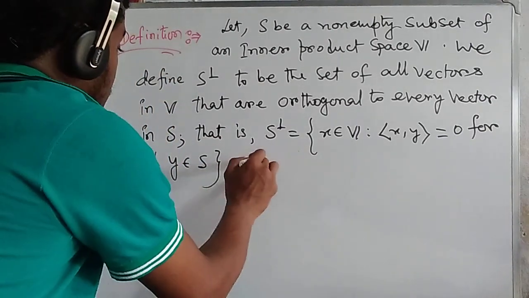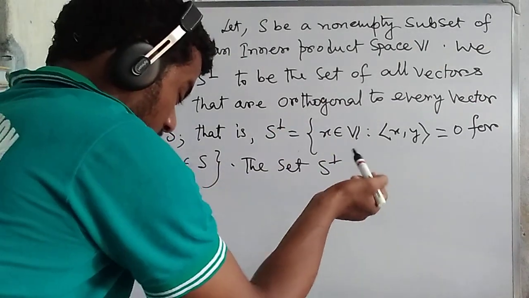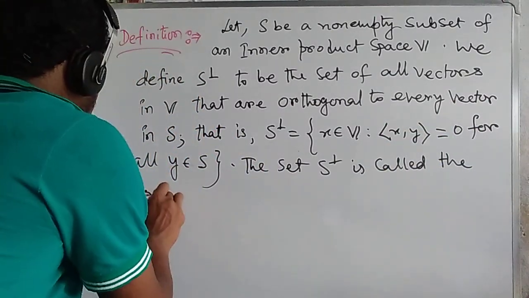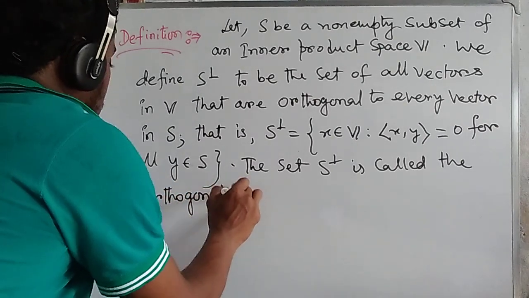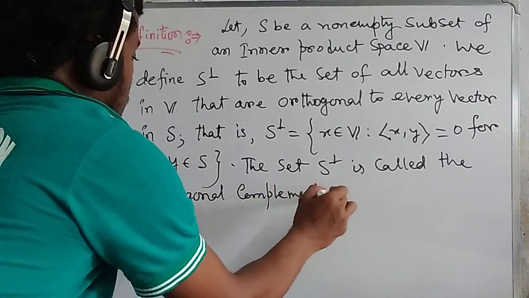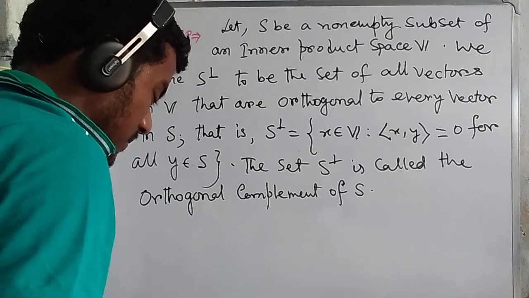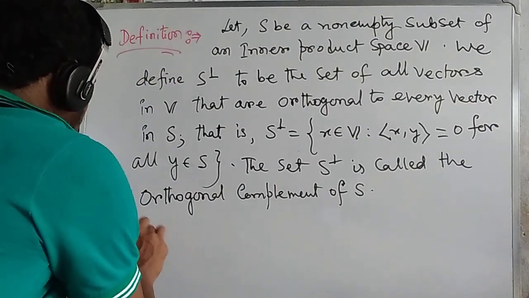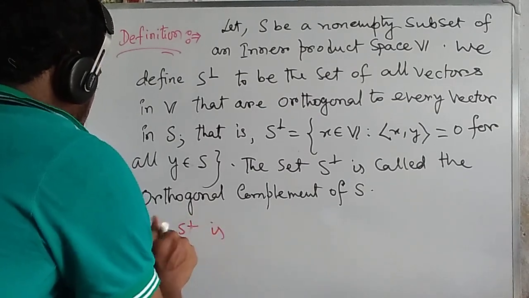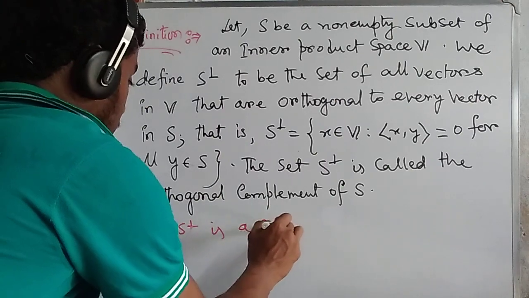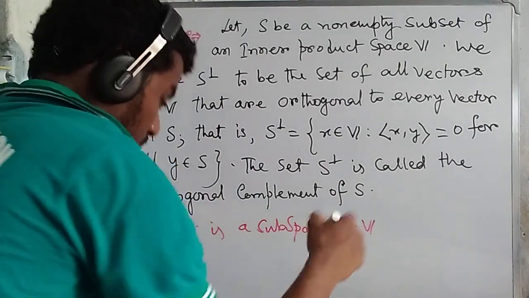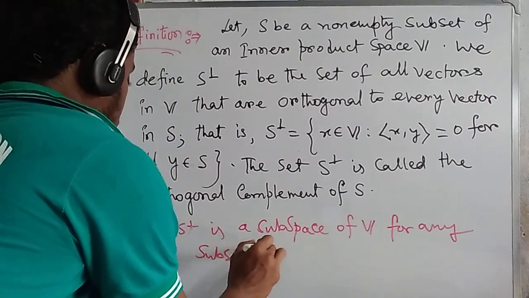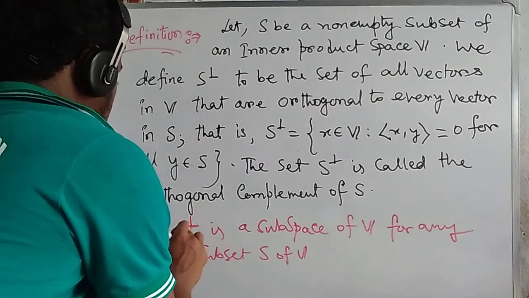The set S perp is called the orthogonal complement of S. So this one is the orthogonal complement. Now S perp is a subspace of P for any subset S of P.